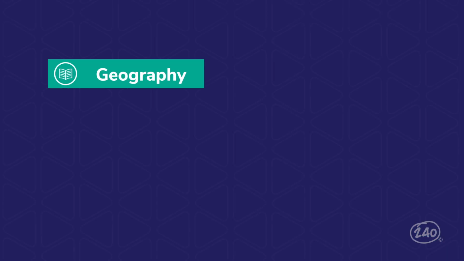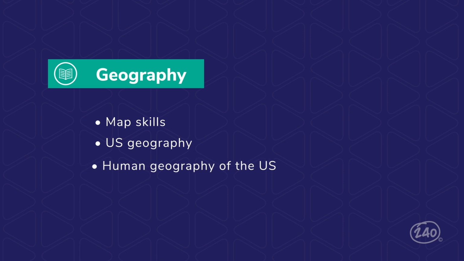For the geography questions, you should study map skills, like how to read a map, and names of tools like compass rose, legend, and scale. The locations of major rivers, mountain ranges, plains, and other major U.S. geographical regions, and how humans have adapted to and altered these geographical features for their own purposes.